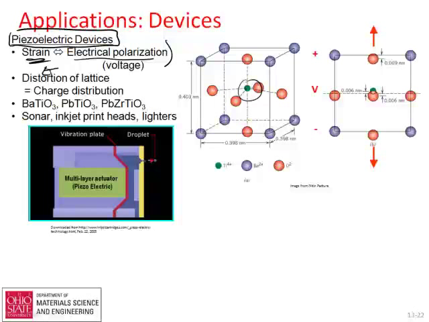And this is the way things like sonar, inkjet heads, lots of small, precise displacements are done with these piezoelectric devices. The spark that you use, like with a Zippo lighter, will often come from a piezoelectric, the thing that turns your Weber grill on when you press the button. That's coming from a piezoelectric as well. All kinds of ways you can use these shape changes by current to do useful things in technology.